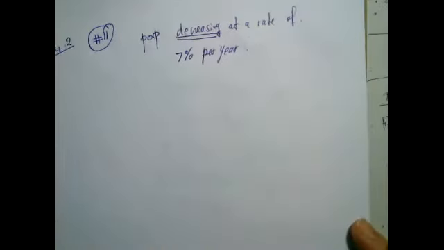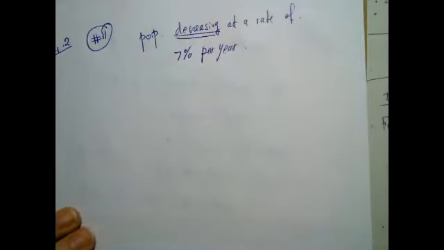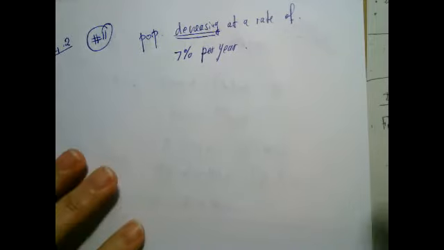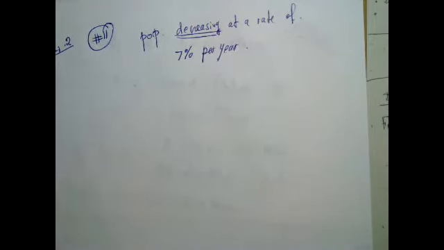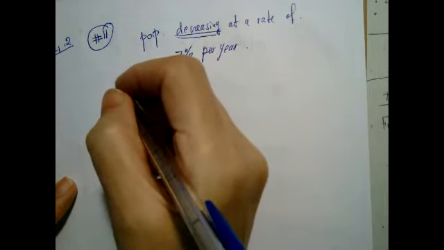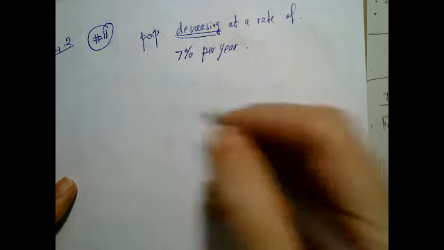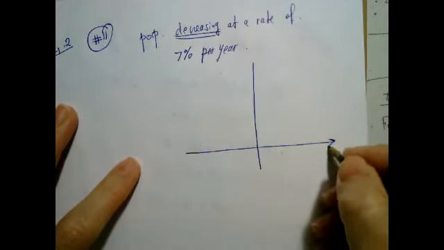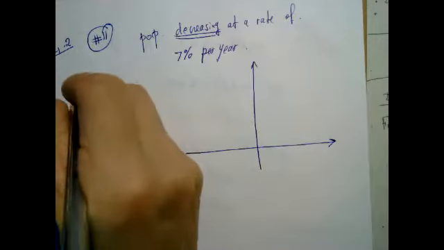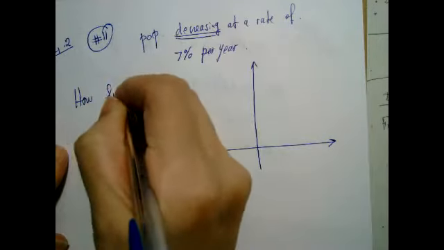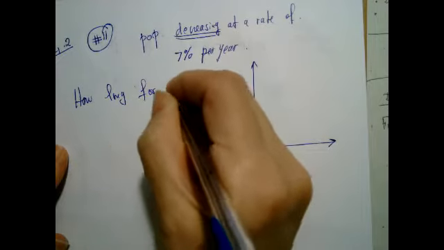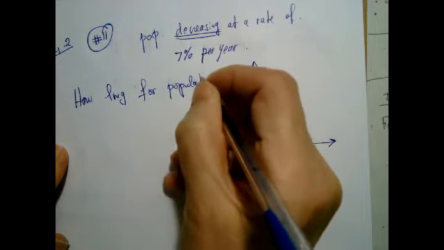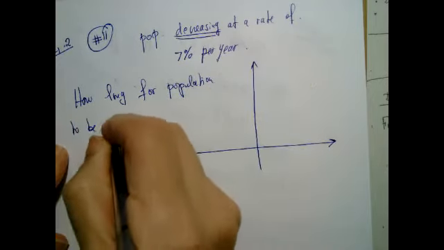It means every year it loses 7% of its population. It means it keeps 93% remaining. So 7% are gone. So every year it's 93% of what it was the year before. So the question is, how long does it take for the population to be cut in half? So this is my population. How long for the population to be cut in half?